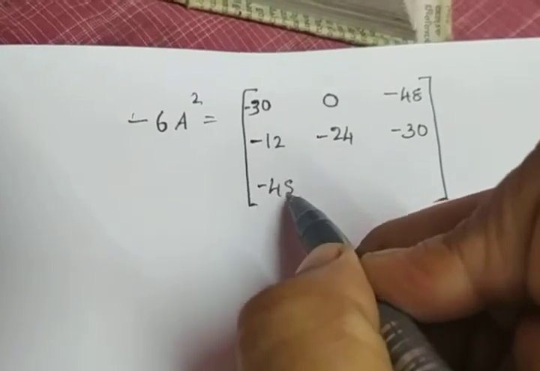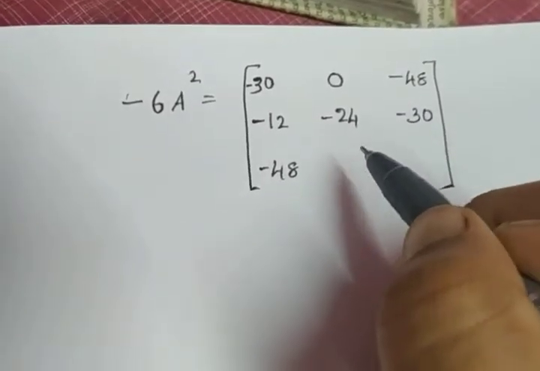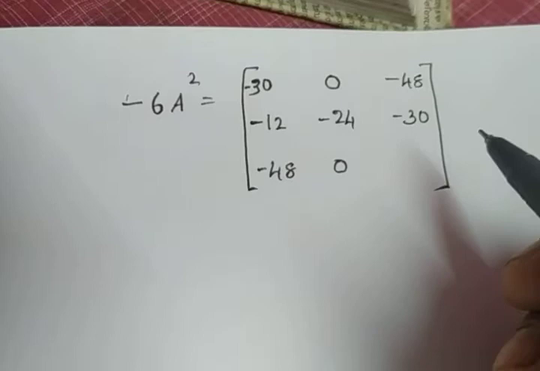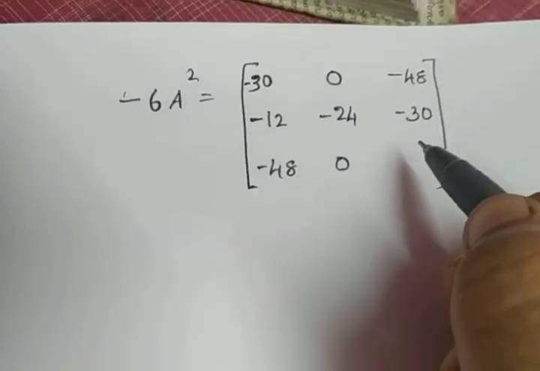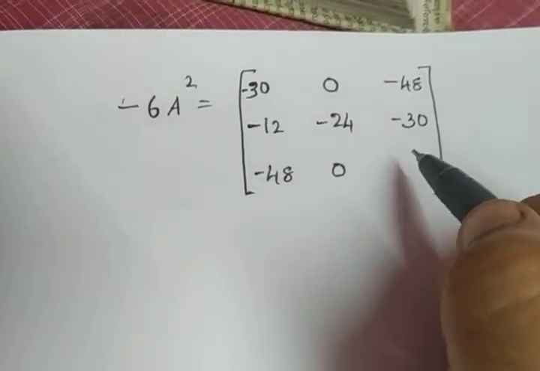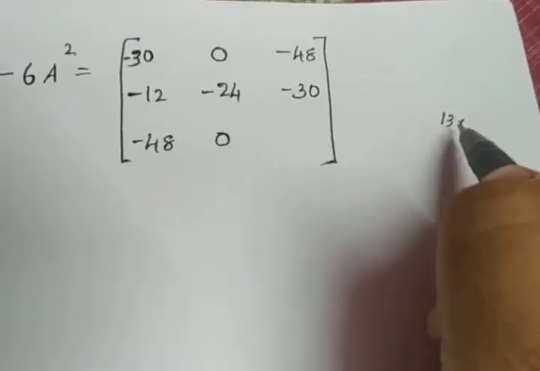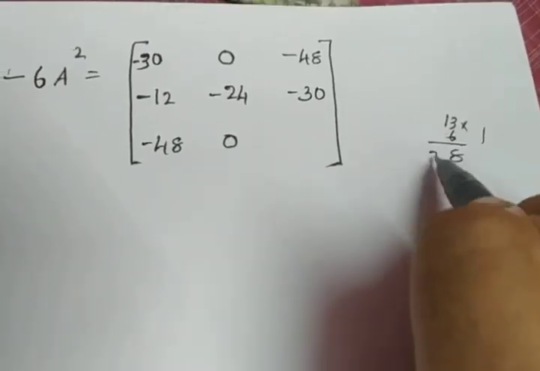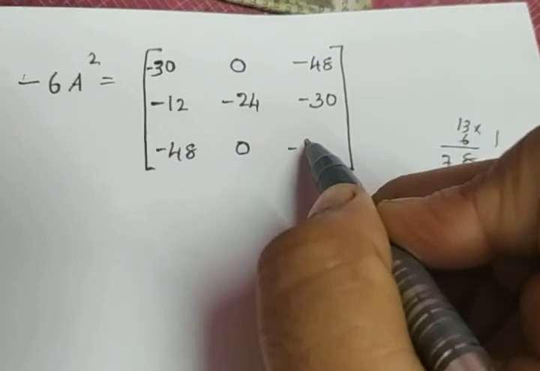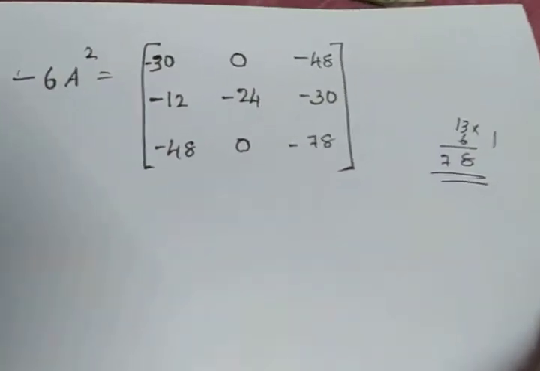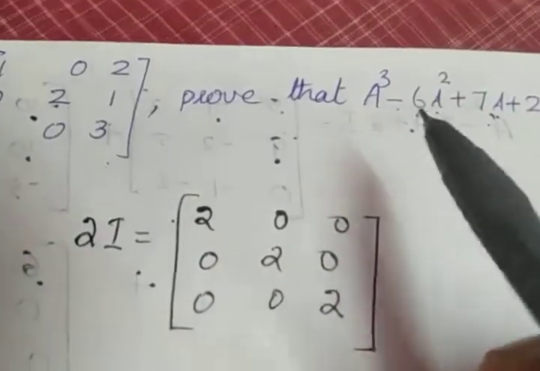Again, the next element is 8. Minus 6 into 8 gives you minus 48. Again, 0 is the next element, minus 6 into 0 is 0. And 13 is the next element. You are getting 13 into 6, just multiply and see, 6 into 3, 18, 7. You know how to multiply, isn't it? So it is minus 78. Okay, again we need one more term, which is the next term we require.